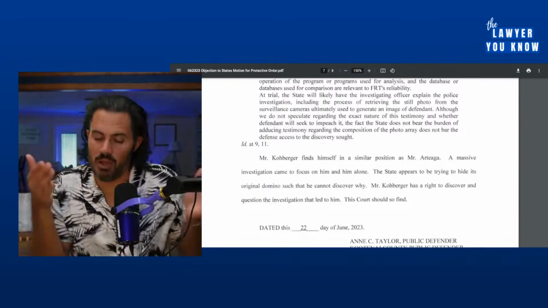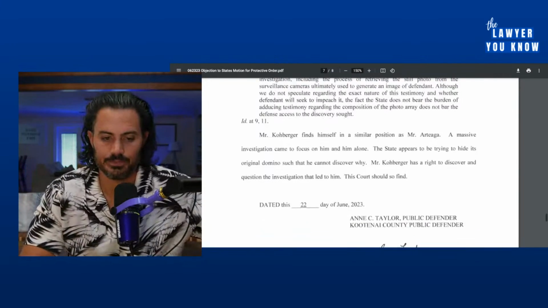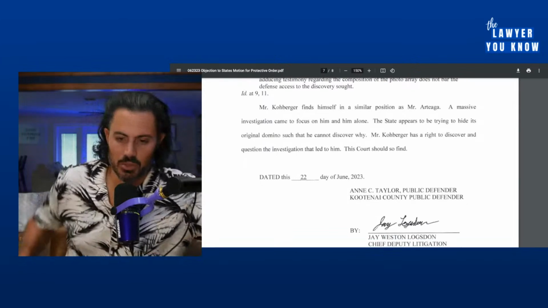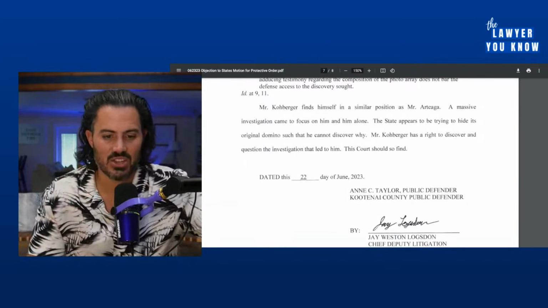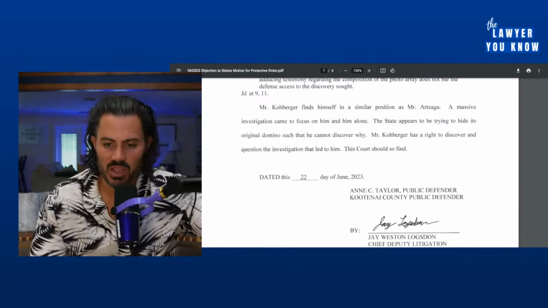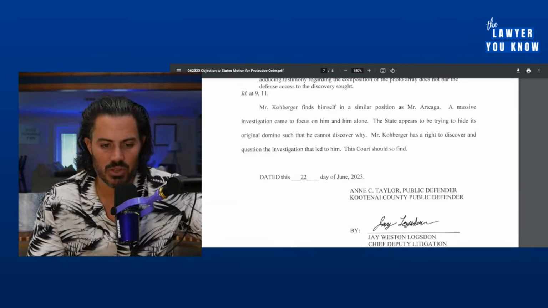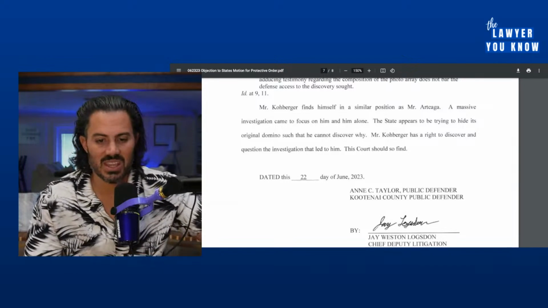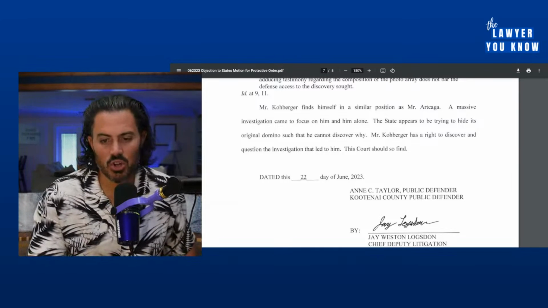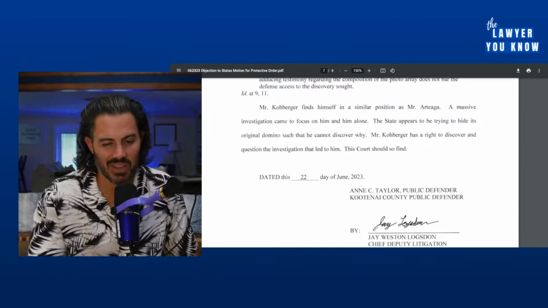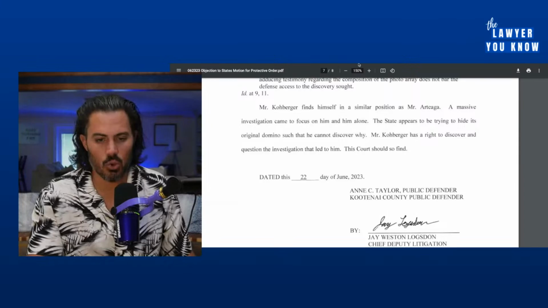I think that's a very good analogy to this case. Mr. Kohberger finds himself in a similar position. A massive investigation came to focus on him and him alone. The state appears to be trying to hide its original domino such that he cannot discover why. Mr. Kohberger has a right to discover and question the investigation that led to him, and the court should find so.